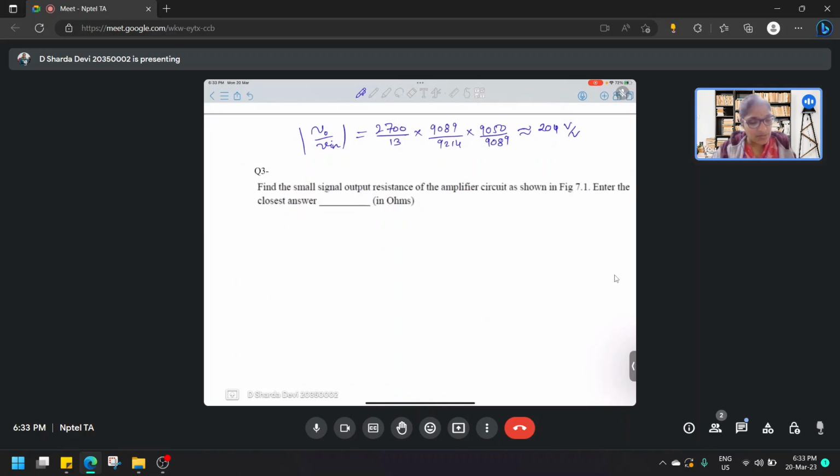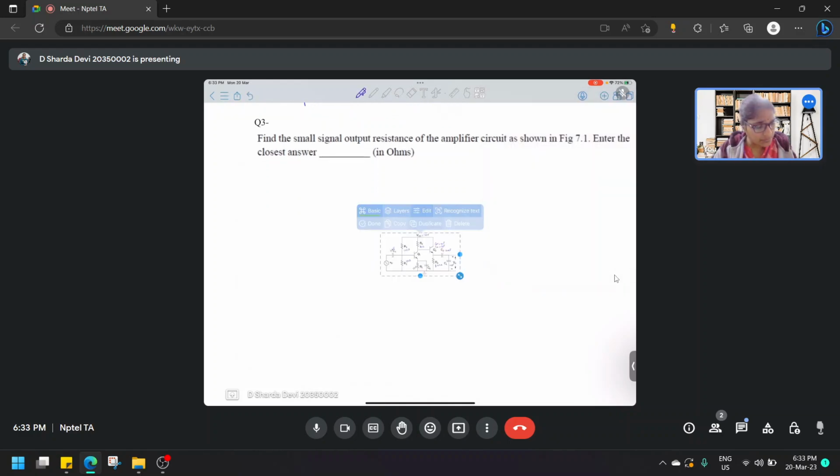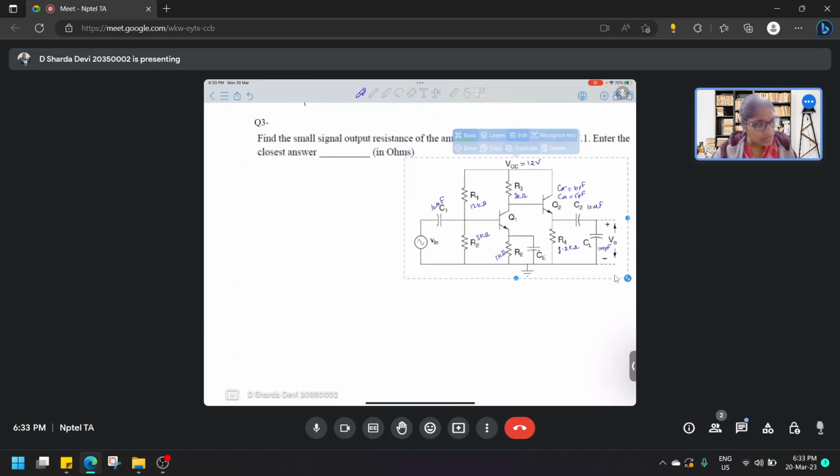Here we have to find the small signal output resistance of the amplifier circuit shown in the figure. So in this figure, we have to calculate the small signal resistance at this point. So this is a CC stage, right? If I make a small signal model, how will it look?